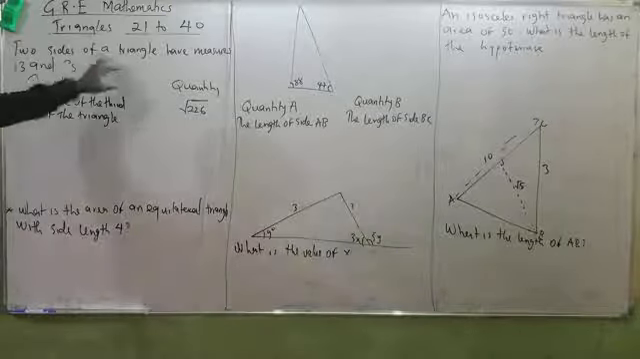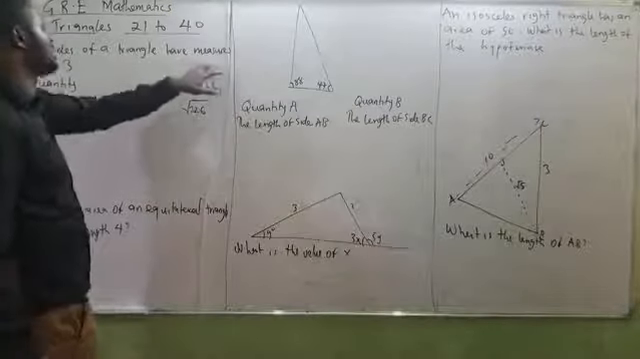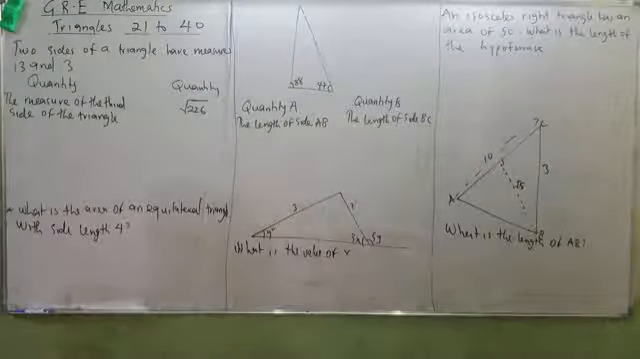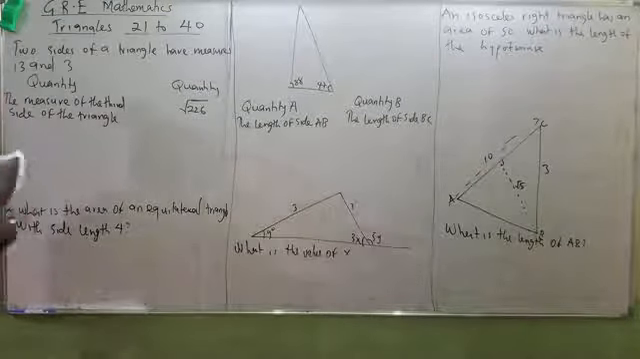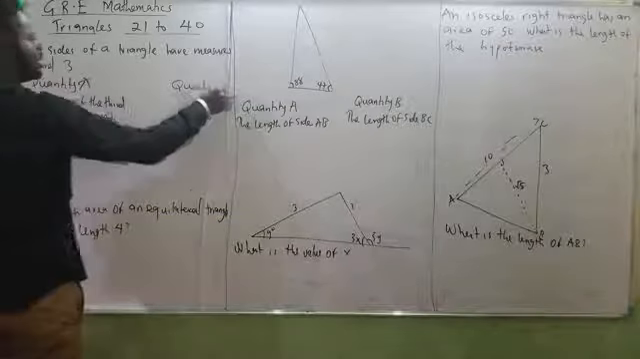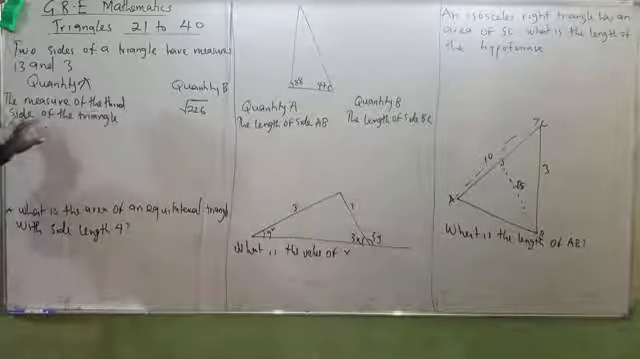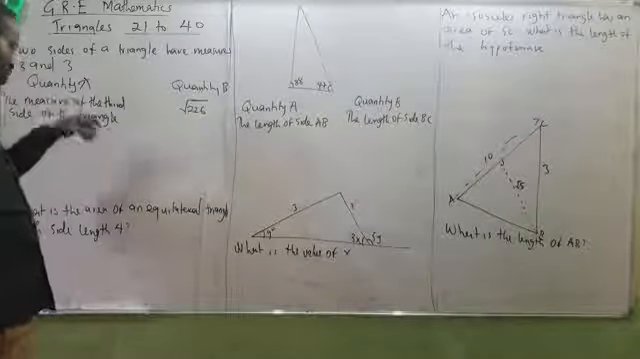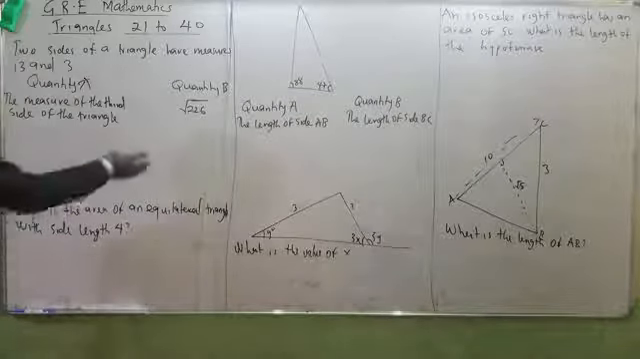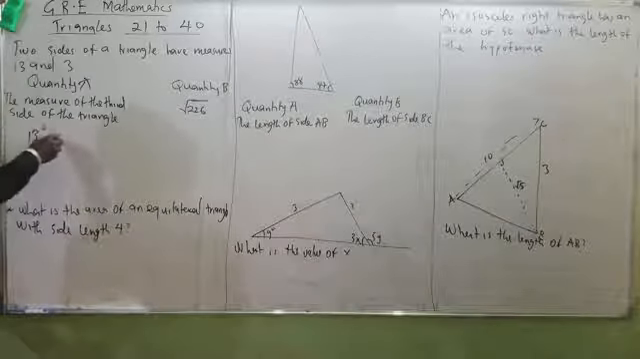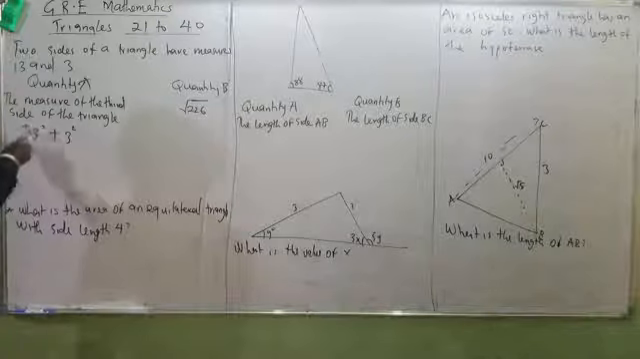Two sides of a triangle are measured 13 and 3. Quantity A is the measure of the third side of the triangle. Now, what can I do here? There's nothing I can do, because if I have 13 squared plus 3 squared, will you give me this?